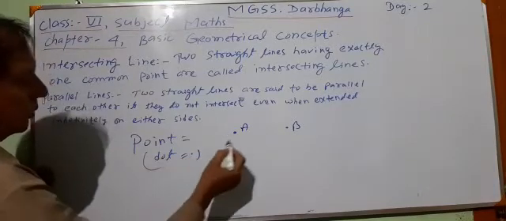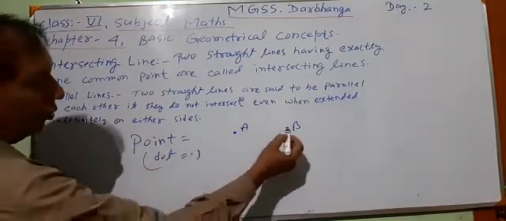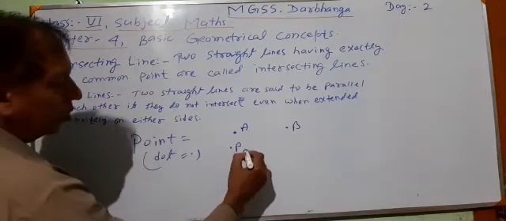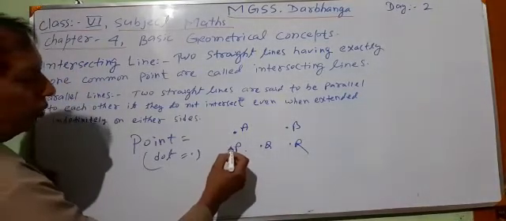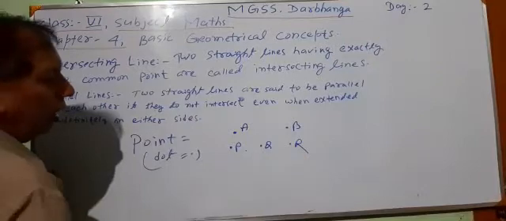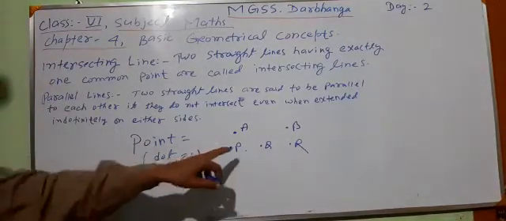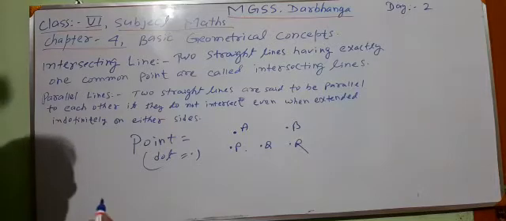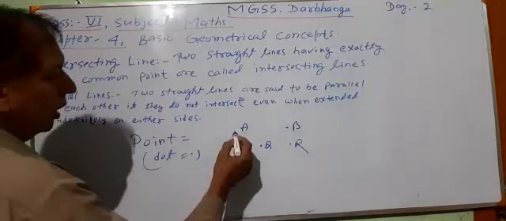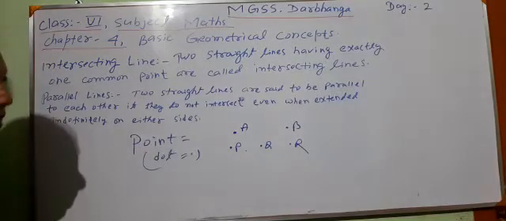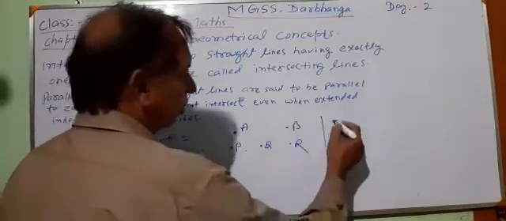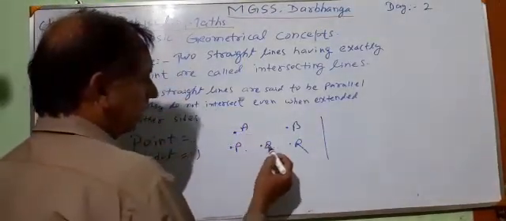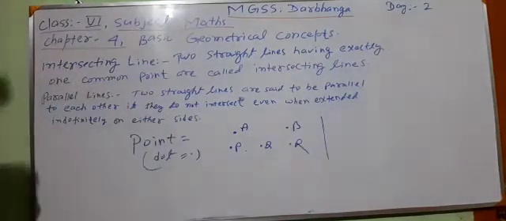This is point A, this is point B, and points are always represented by capital letters. Point P, point Q, point R. We shall read point P, point Q, point R. Points are always represented by capital letters. Second, a point does not have length, breadth or thickness, and does not occupy any space. This is a point, and it is always denoted by a capital letter.